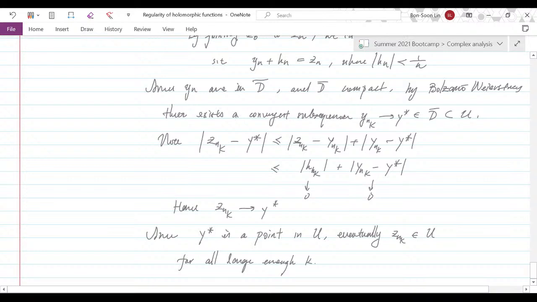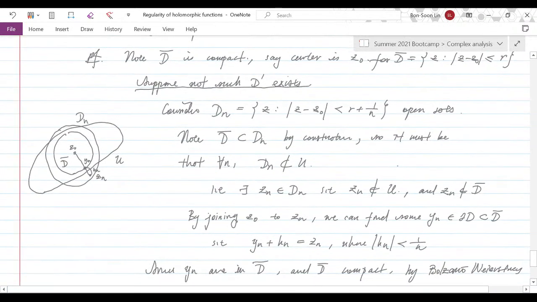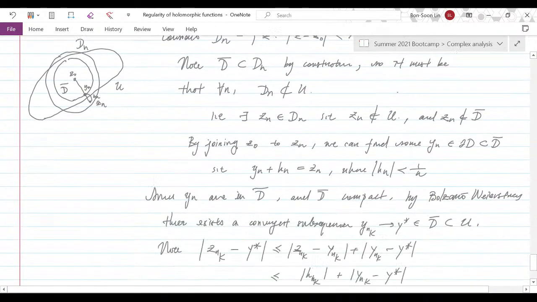That's what it means to converge to an interior point, right? Pick an open ball around the y star, some epsilon radius. Then because znk converges to y star, for this particular radius, there exists some big K such that the znk are in the ball. So this is true. But what does that mean? That means there is a z point in U, but these z's are constructed to be not in U, and that's a contradiction.